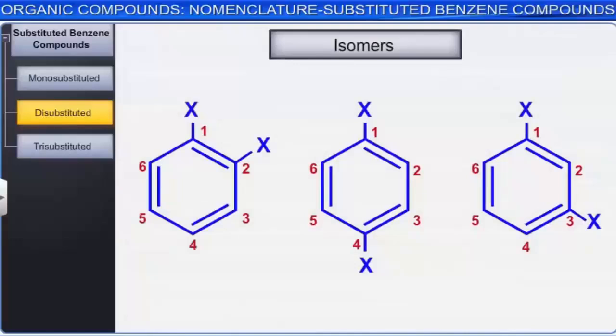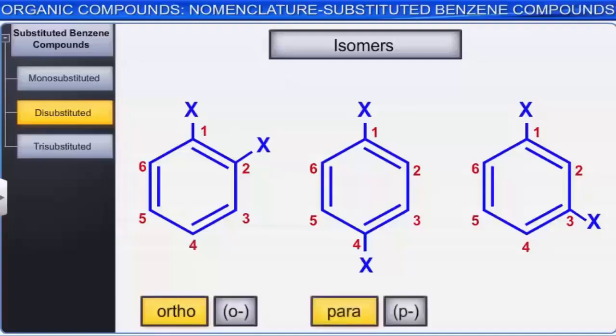These 3 isomers are differentiated in the trivial system by using the names ortho, para, and meta, which are abbreviated as O, P, and M respectively. The positions of the substituents in a disubstituted benzene are thus indicated by using the appropriate prefix: ortho, meta, or para.